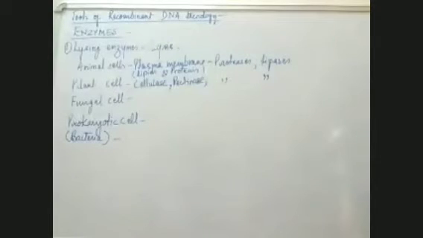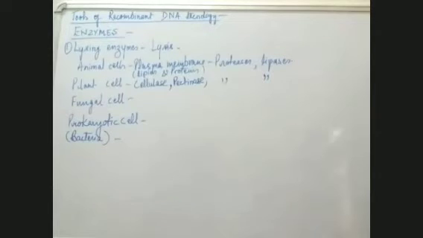Later on, Whittaker said no, it is not autotrophic in nature, it cannot synthesize its own food, so it should be kept in another group. He excluded it from the plant kingdom and kept it in kingdom Fungi. So the fungal cell, like the plant cell, also has two coverings. The outer one is the wall and the inner one is the membrane.